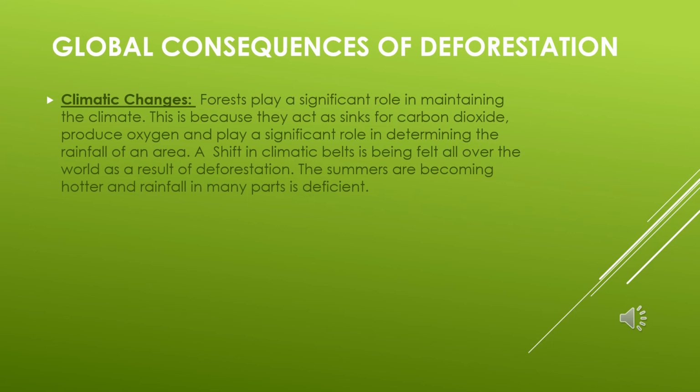Because when the plant is surviving, it will lose a lot of water by the process of transpiration. This transpiration increases the water vapor in the atmosphere that causes the clouds. So a shift in climatic belt is felt all over the world as a result of deforestation, because more and more heat will be generated, and a change of temperature will take place. So the summers are becoming hotter and rainfall in many parts is deficient.